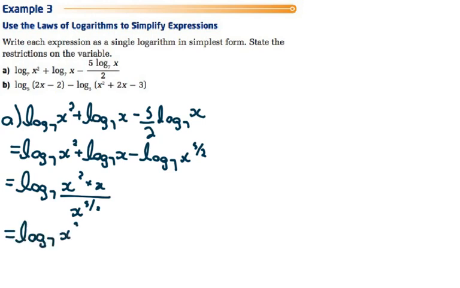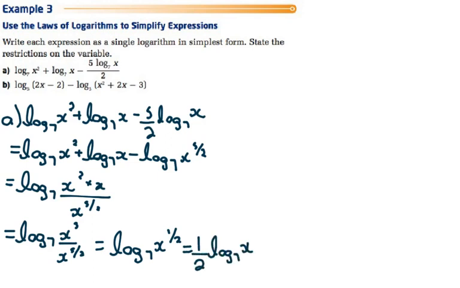That would give us x cubed on top. We're not fully simplified yet. We can subtract those exponents. 3 minus 5 over 2 would be 1/2. So log base 7 of x to the 1/2, or 1/2 log base 7 of x.